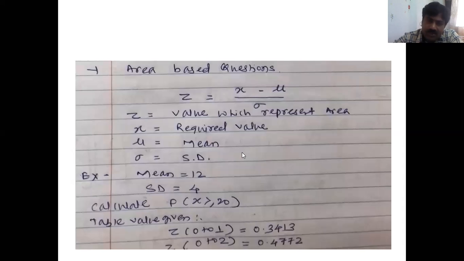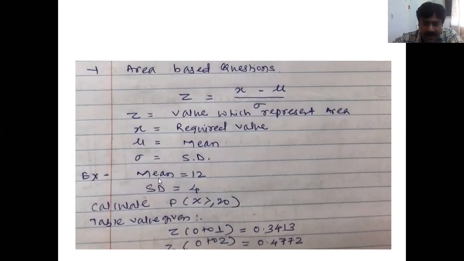Now we'll understand this through an example, with area-based questions. z is equal to x minus mu divided by the standard deviation. Here z is not the mode. Here z is the value which represents the area. X is the required value which we need to find out, that is, what area in a normal distribution this x covers. X is actually the value asked in the question. Mu is the mean of all values in the given data sample, and sigma is the standard deviation.